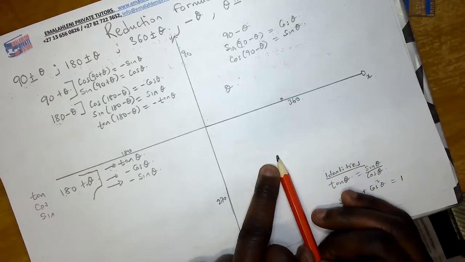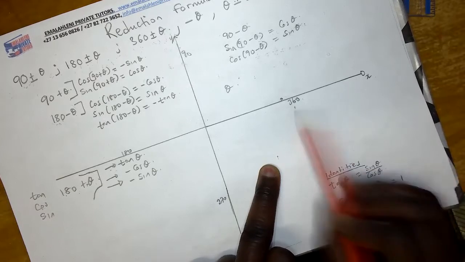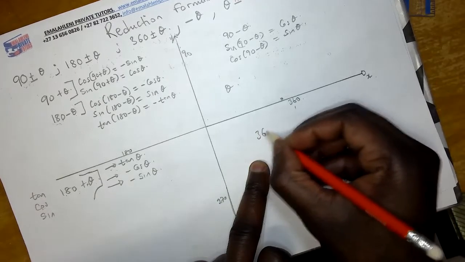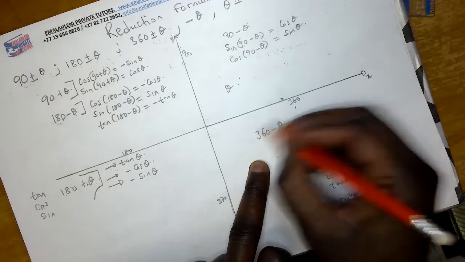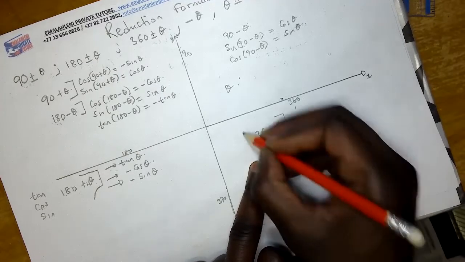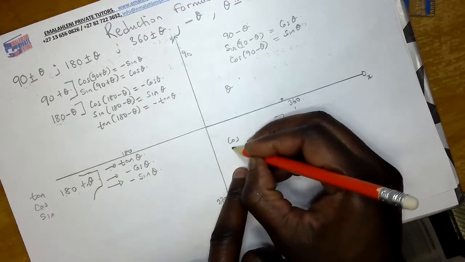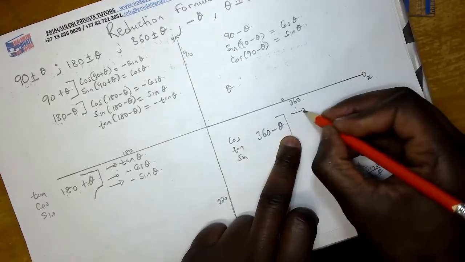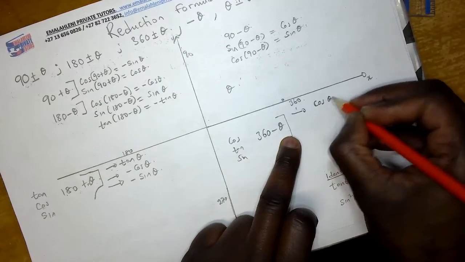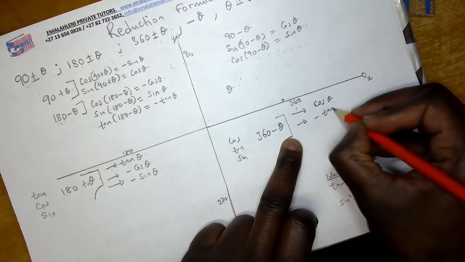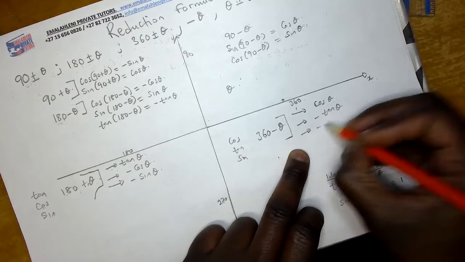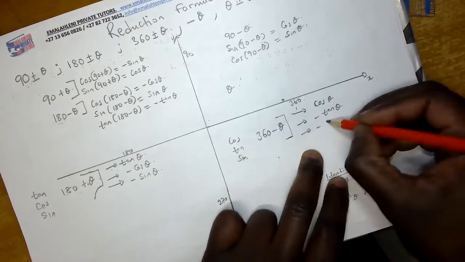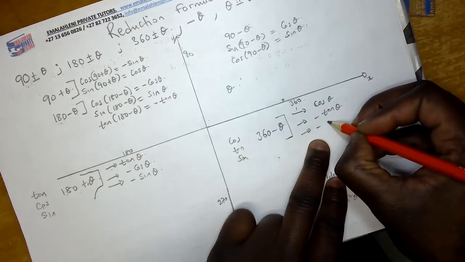In this quadrant now, we know of 360 minus theta. We already understood this: cos, tan, sine. What do we have here? We're going to get positive cos theta, negative tan theta, and negative sine theta.